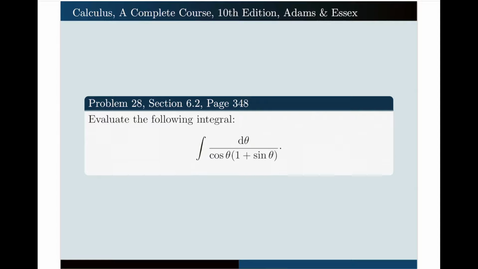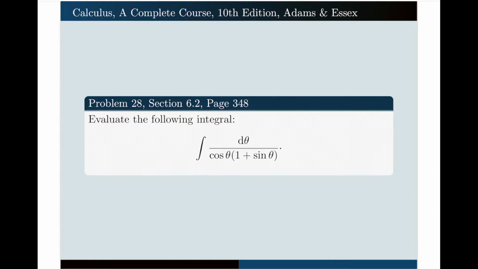Hello, in this video I'm going to solve the following problem for you. Let us read the problem first. Evaluate the following integral. Integral d theta over cosine theta times 1 plus sine theta.